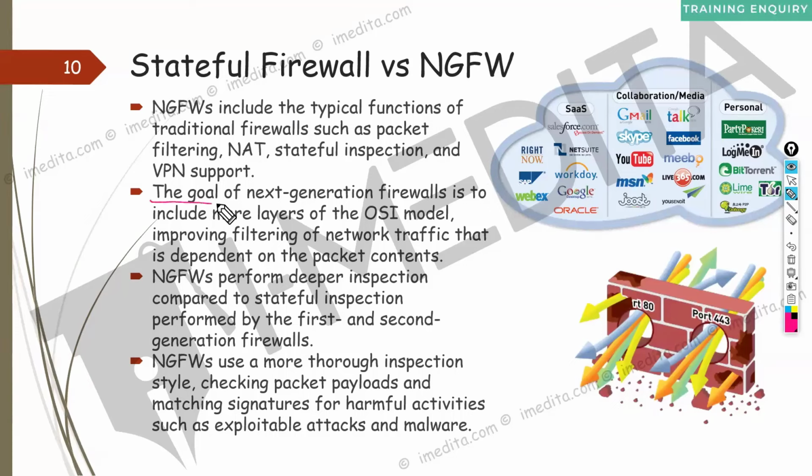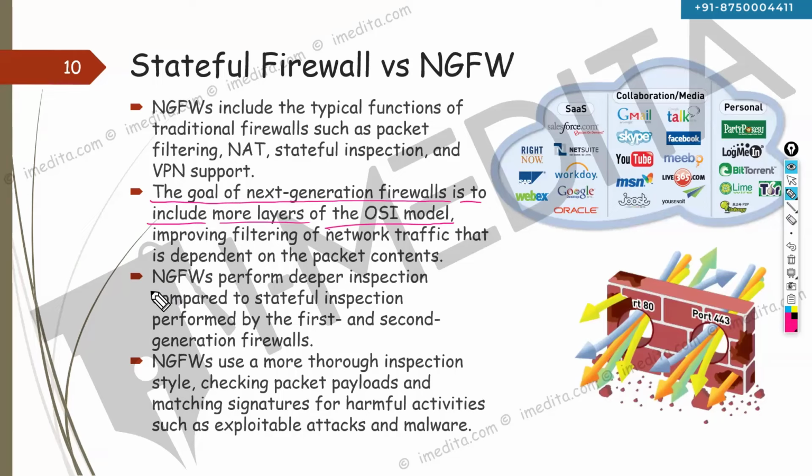Next, it is saying the goal of the next generation firewall is to include more layers of the OSI model. But we know that there are only 7 layers in the OSI model. So what is the meaning of more layers here? It wants to say that it adds more control.